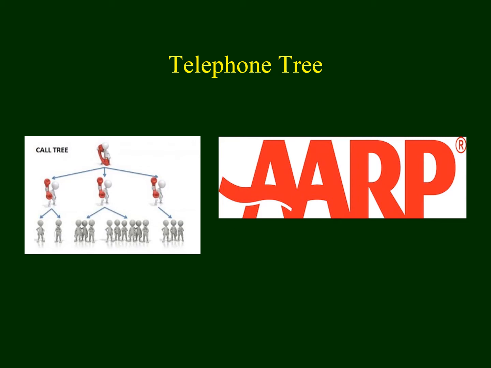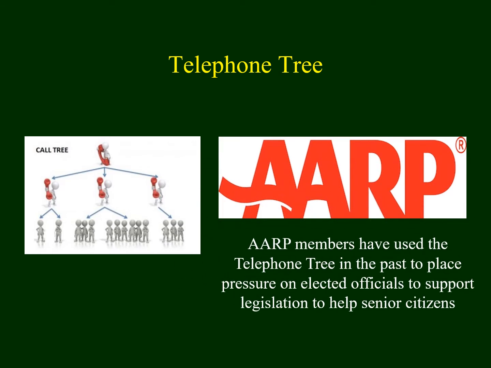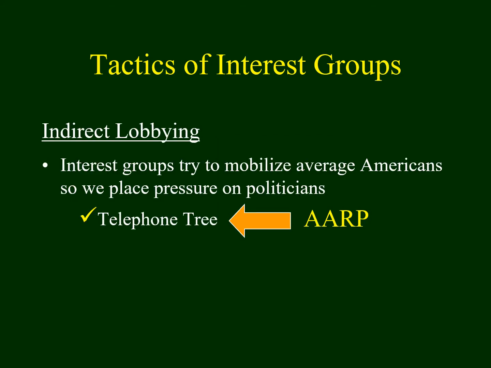One of the organizations that's been the most effective at using the telephone tree is AARP. In the past, they've used it again and again to contact elected officials to pass legislation that would protect or increase the benefits for senior citizens in the country. Overall, because of their effective use of the telephone tree, AARP is considered today to be one of the most effective lobbying organizations in the nation.